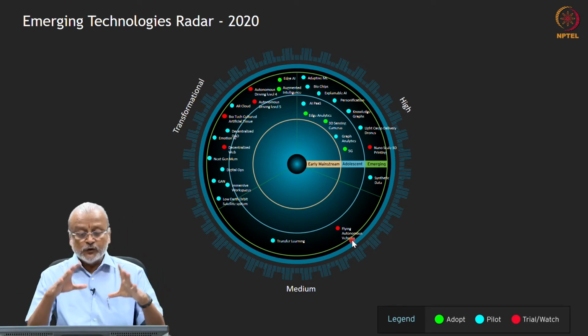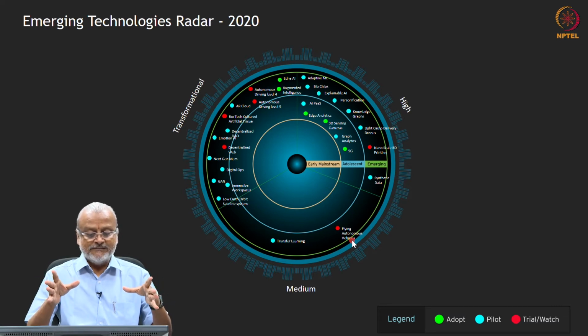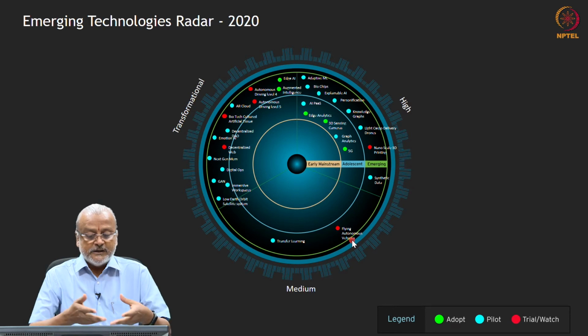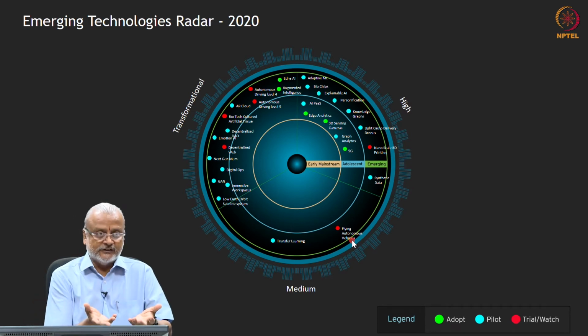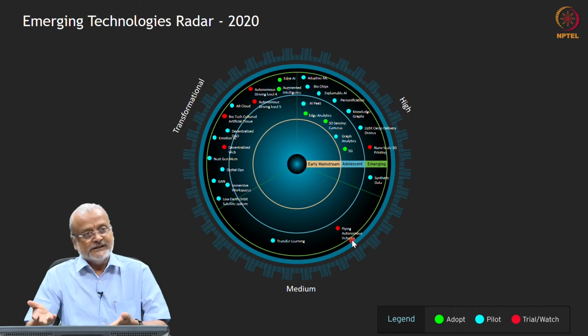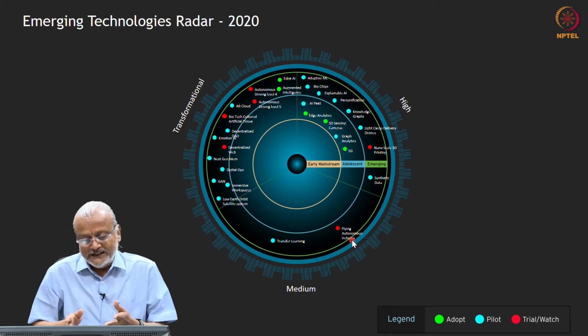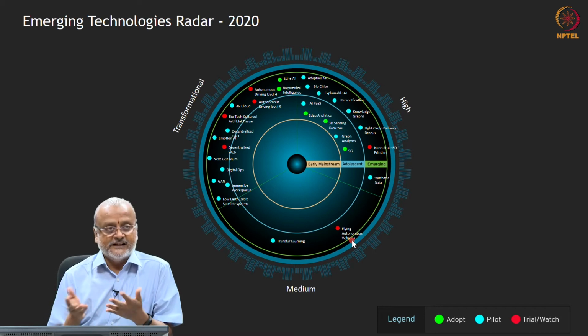So now, if you look at the radar, somebody may ask a question that, well, transformational is there, so obviously everybody needs to do only transformational. You don't have to necessarily look at high and medium. That could be a question, correct? Now, why would anybody look at high and medium and prioritize that, right?